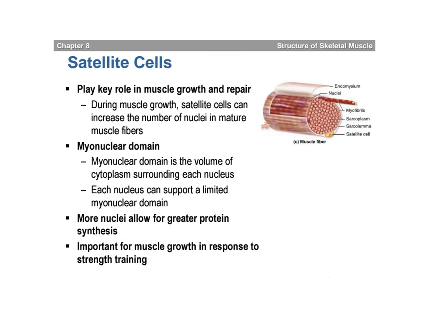I mentioned satellite cells before. These are very important. They play a key role in muscle growth and repair. During muscle growth, satellite cells can increase the number of nuclei in mature muscle fibers. You see how they lie very close to the muscle itself, and if need be, they can divide. They'll retain one nucleus as an adult stem cell, and then the second one will differentiate and enter into the muscle fiber, and it'll become a new nucleus.